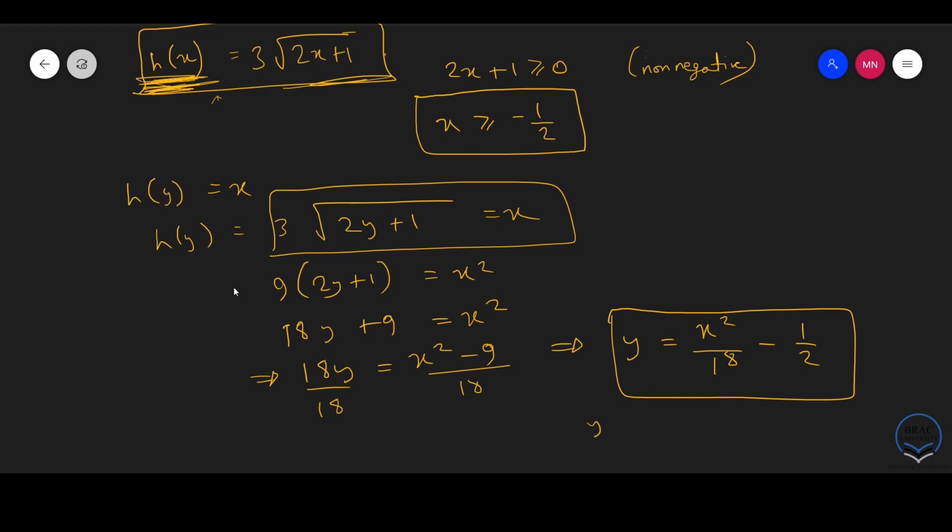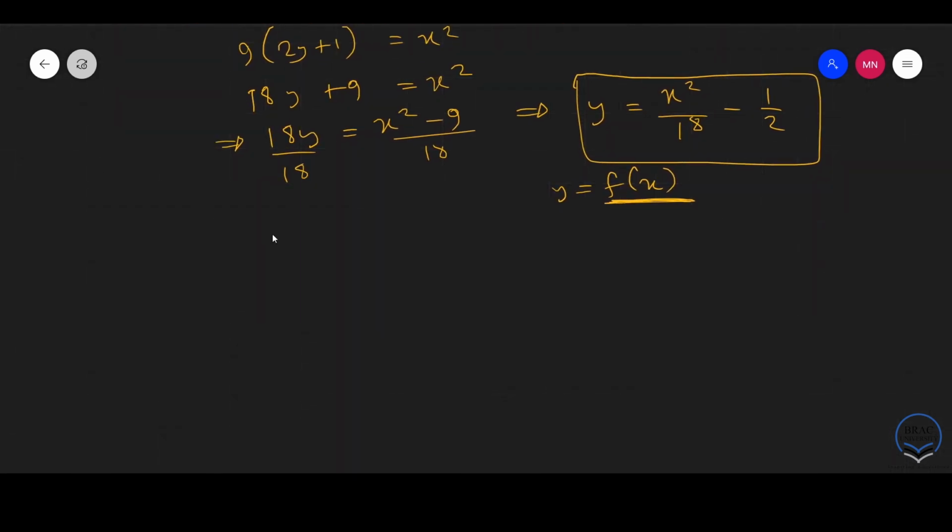Now we can let y be equal to f of x, and we can consider our f of x to be the inverse function.